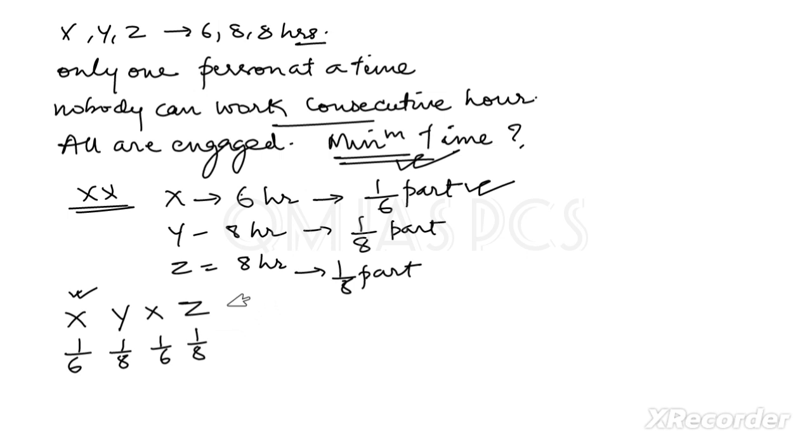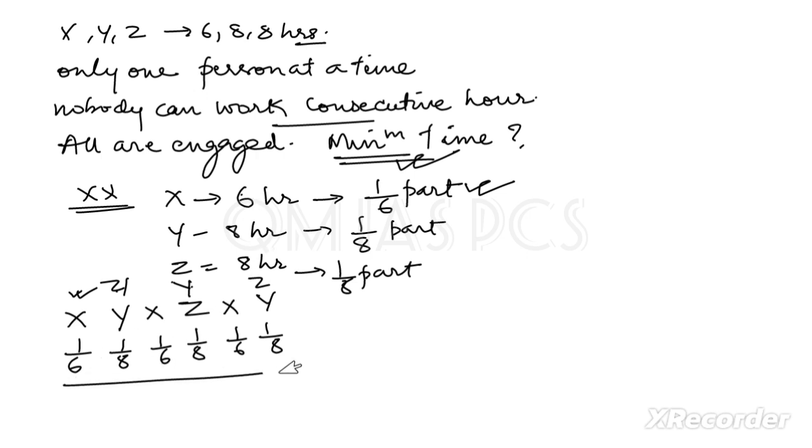Again it will be X, 1 by 6. For this there will be Y, 1 by 8. You can take Y, Z, no issue. You can write Z or Y, Y or Z, but we have to take both. I mean you can't ignore any one person. Sometimes you have to take Y, sometimes you have to take Z, and every alternate time you have to take X. That's compulsory.